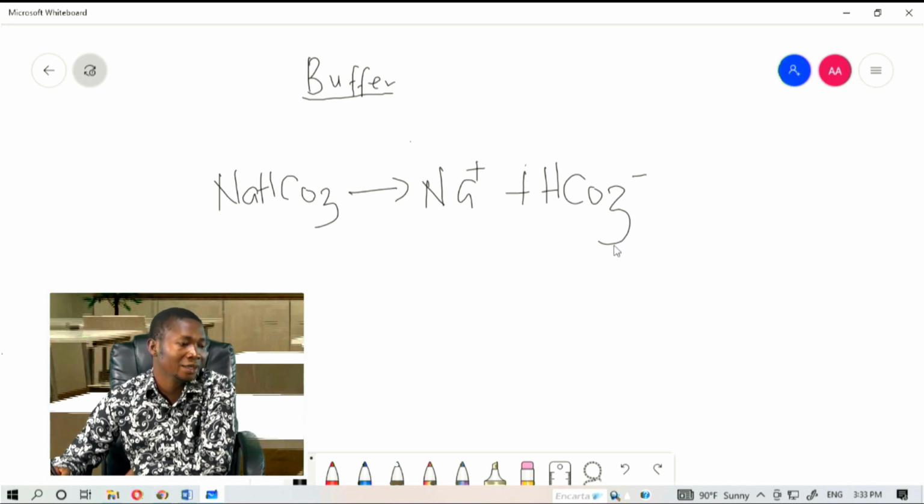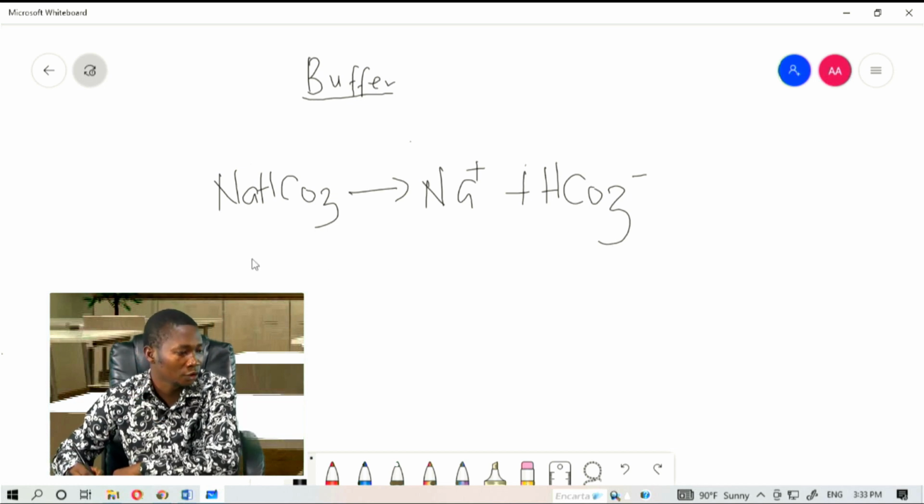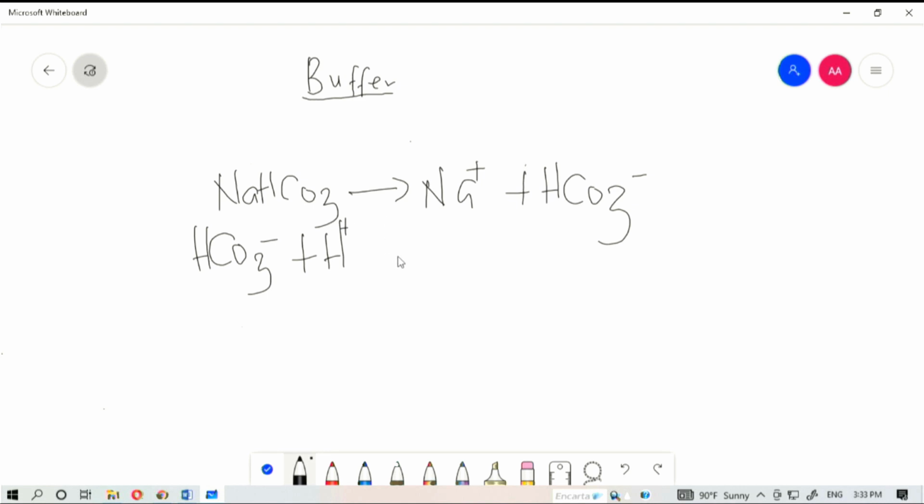Now we said it reacts with the acid or the alkali. So HCO3 minus plus H plus will give us H2CO3. You can see that the bicarbonate reacts with the acid to give carbonic acid. That is number 1.